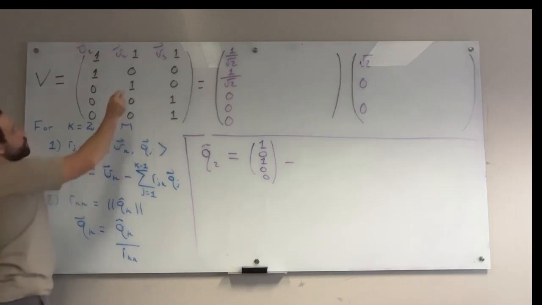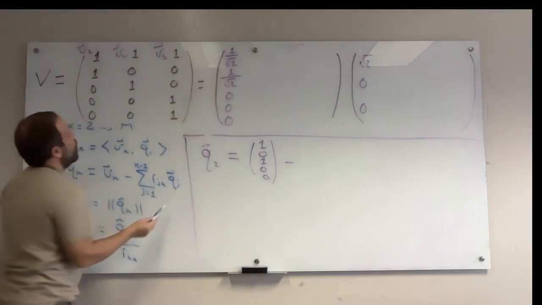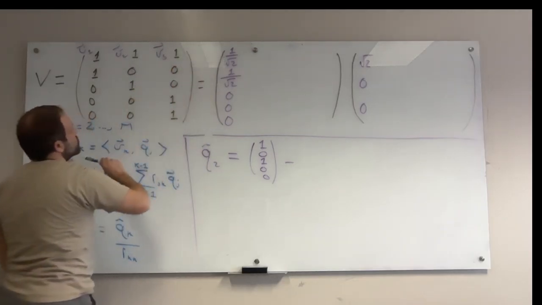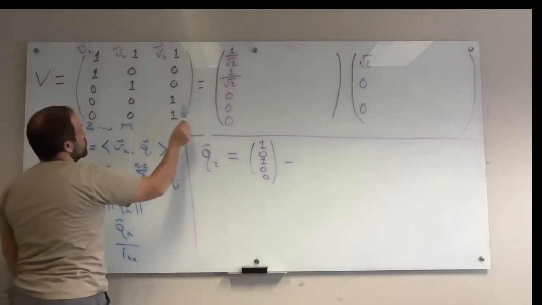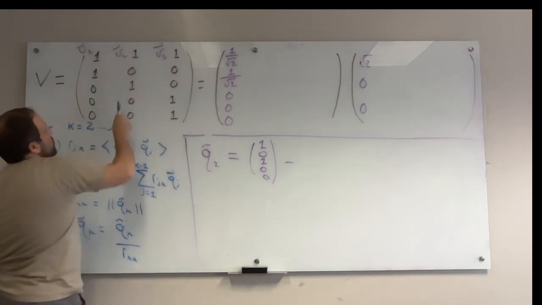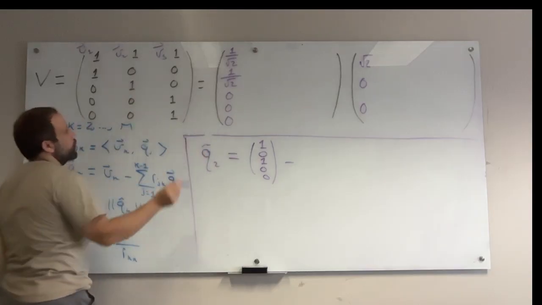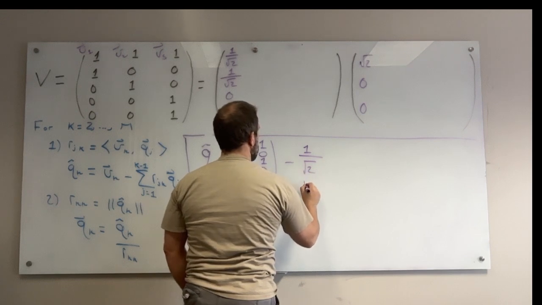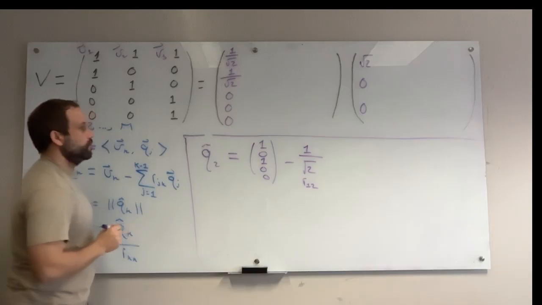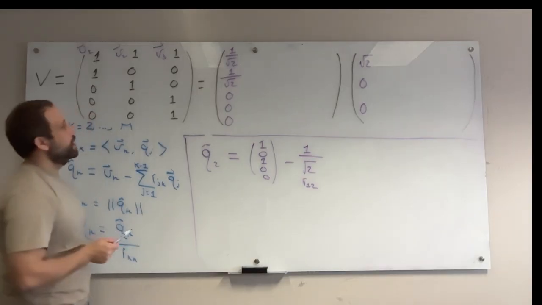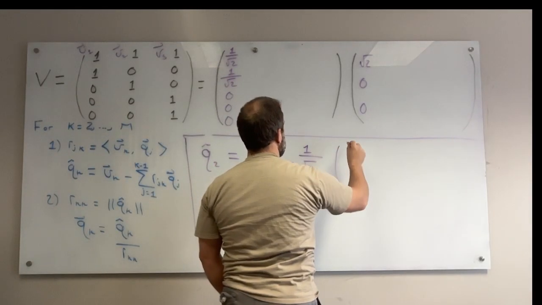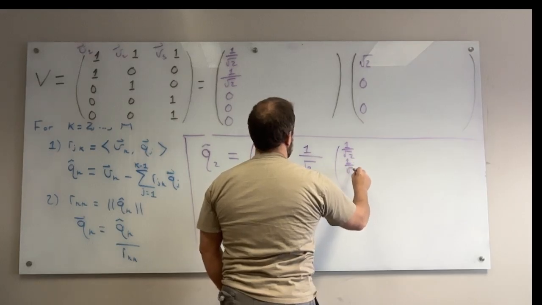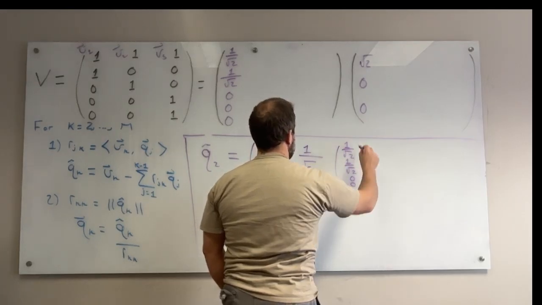Okay, so we're going to do the dot product of V2 and Q1. And so what are we going to get when we do that? We're going to have 1 times 1 over the square root of 2 plus 0 times 1 over the square root of 2 plus 1 times 0 plus 0 times 0 plus 0 times 0. And so the dot product of V2 with Q1 is just going to be 1 over the square root of 2. So we're going to have 1 over the square root of 2, and that's going to be R12. And now we're going to multiply it by Q1, which is 1 over the square root of 2, 1 over the square root of 2, 0, 0, 0.